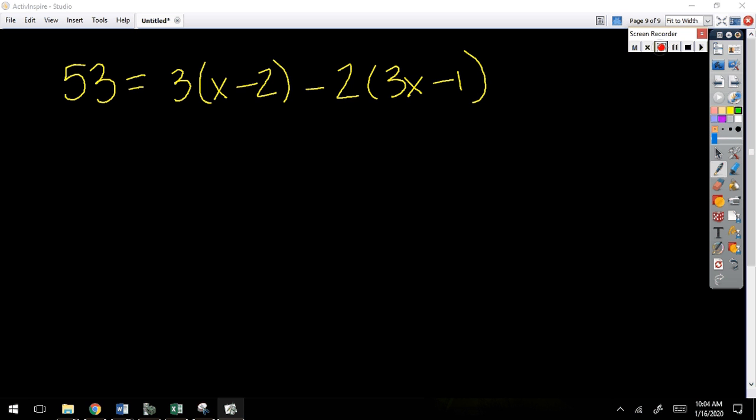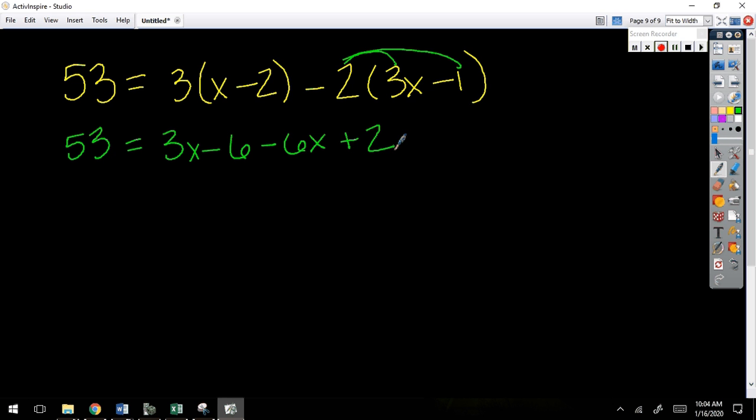Yeah. Tell me what you think you do first here in order to solve for x. You simplify. Simplify, distribute, I heard several people say. That's absolutely right. So this becomes 3x minus 6. How about here? 6x minus 2. Close. Or plus 2. So watch that sign, right?